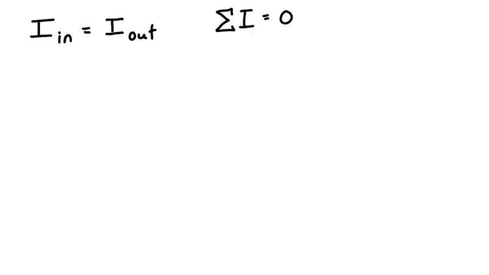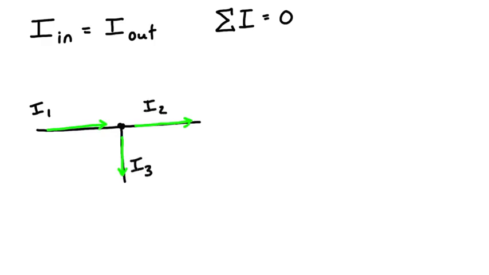So if we just draw a junction where we have 3 wires connecting, so we have 1, 2, and 3, and let's draw on some currents. Let's say we have one flowing in, one flowing out, and another one going like this. If we give them names, let's say we have I1, I2, and I3, then in order to get our expression like this, we pick a direction to be positive and we pick another direction to be negative. So let's pick a current flowing out to be positive.